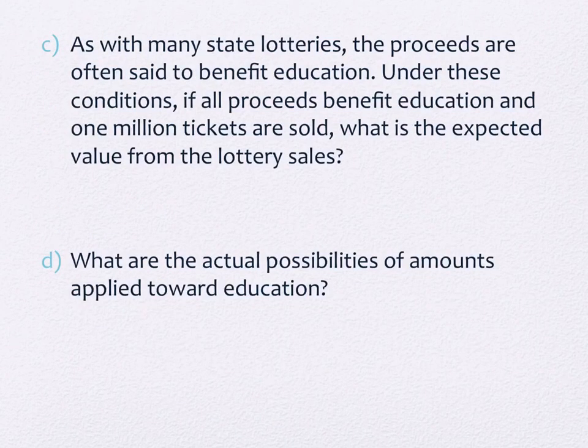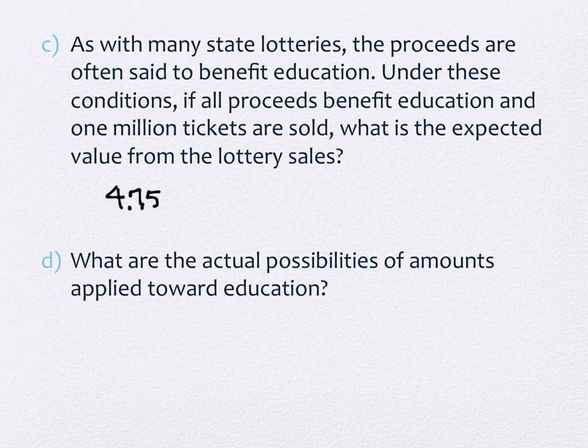They like to say that the proceeds benefit education. Nod your head if you've heard that before. There's a reason they say that, and it's actually sort of kind of true, so we'll talk about that later. That's not the point of the question, so let's finish the question. But under these conditions, if all proceeds benefit education and 1 million tickets are sold, what is the expected value of the lottery sales? So what that's saying is that the lottery wins on average $4.75 from every ticket, right?